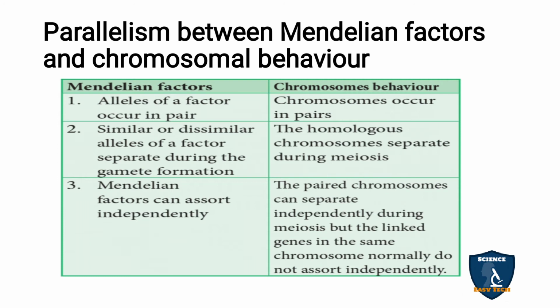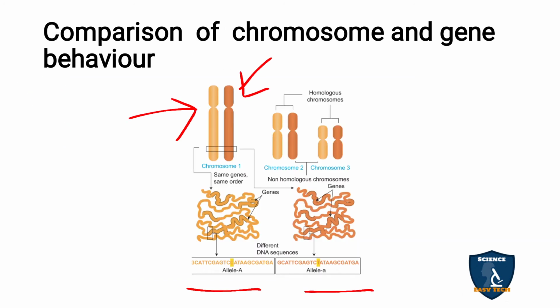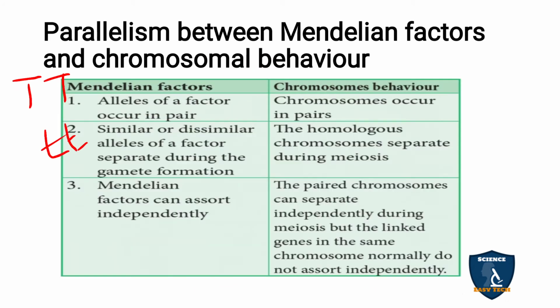In Mendelian inheritance, the alleles or factors or genes are in pairs. We also write it as capital T, small t, like this. These are the alleles, and they are in pairs. In the same way the chromosomes are also in pairs. You can see here the 2 sets of chromosomes. Similar or dissimilar, that is the same or different alleles, separate during gamete formation.